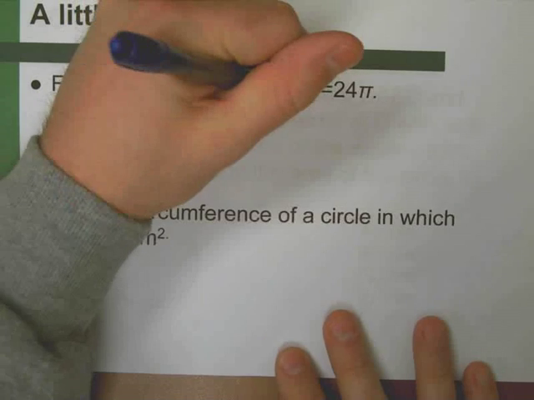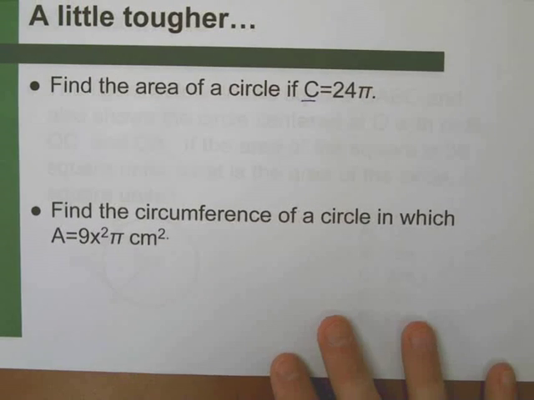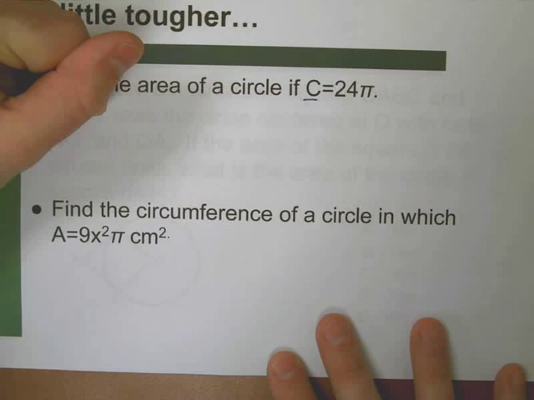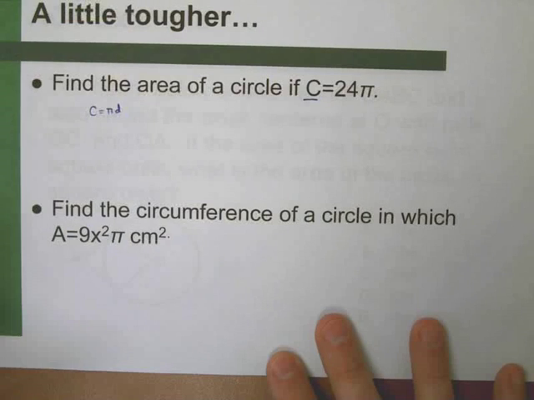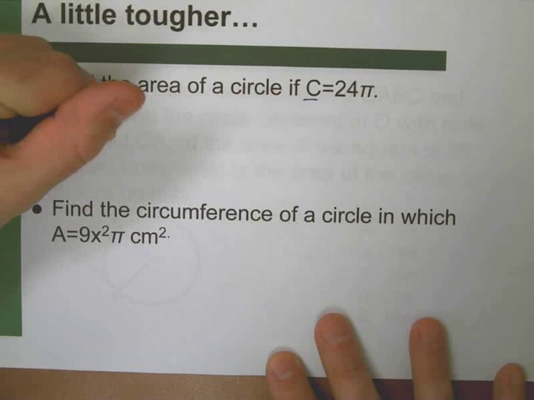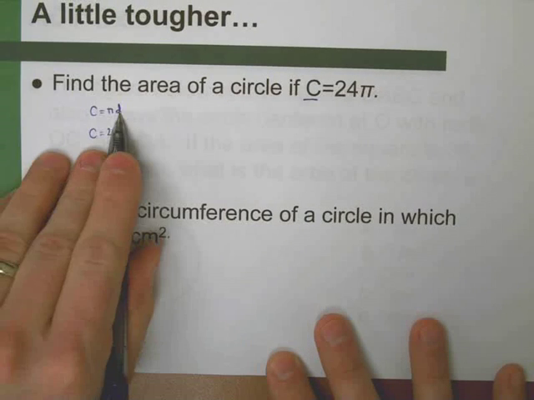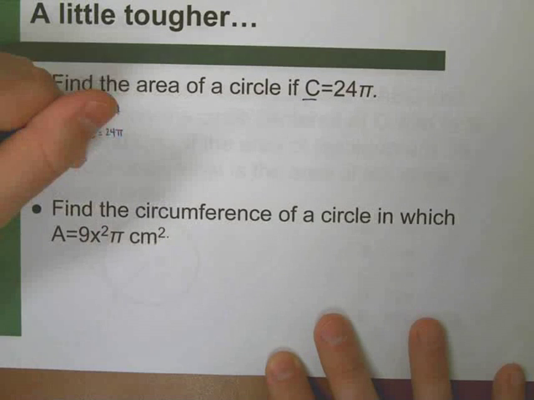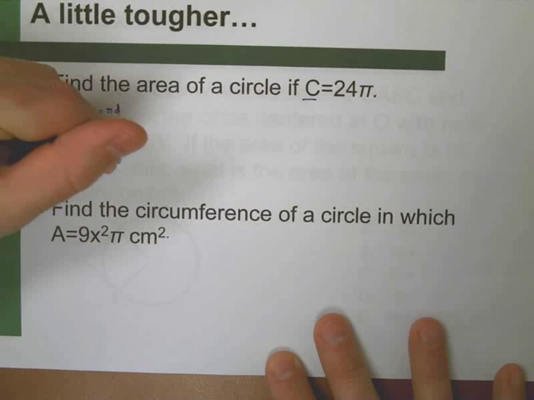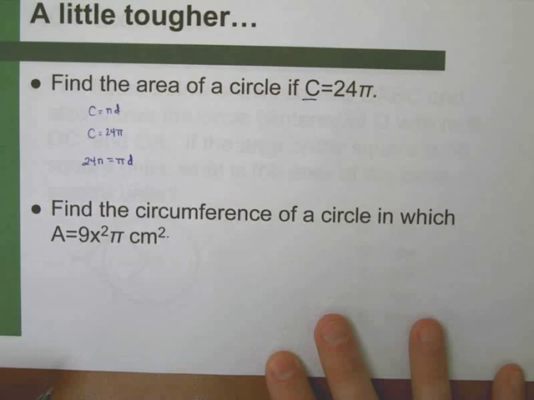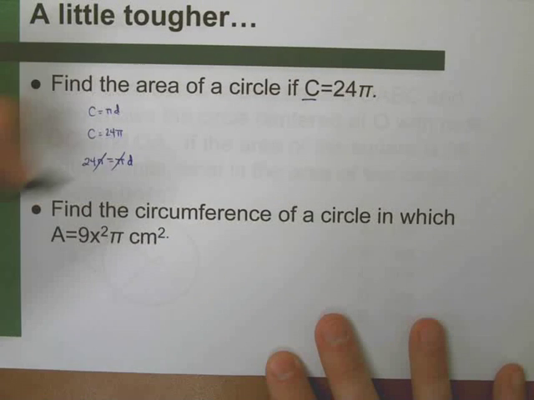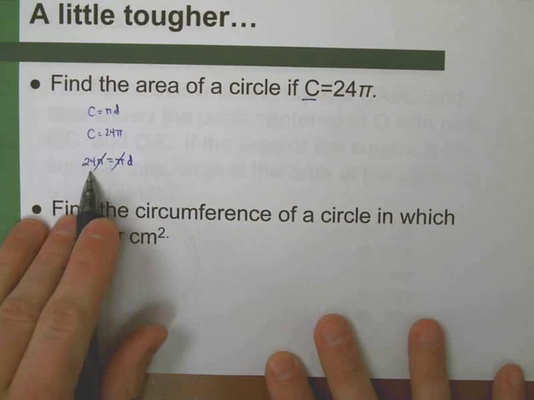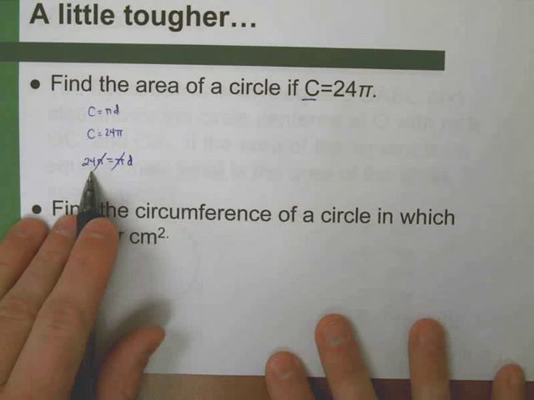Let's find the area if the circumference is 24 pi. Well, here's what I know. Circumference is pi times the diameter, and in this case, circumference is 24 pi. So C is equal to pi times the diameter, and C is also equal to this. That means these two are equal to each other. 24 pi must be the same thing as pi times the diameter. You might see where this is going. The pi's go away. The diameter is 24, right?